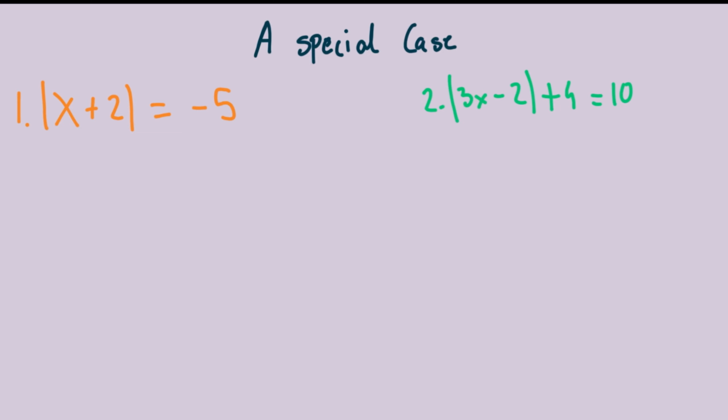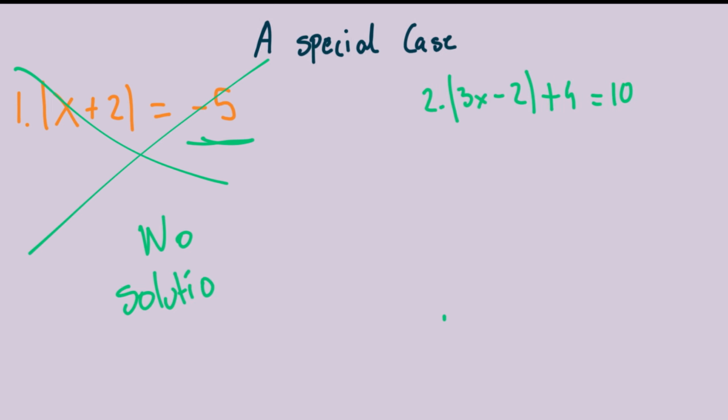Okay, now there are some special cases to this. As you can see, the absolute value of x plus 2 is equal to negative 5. Unfortunately, that's not possible because anything in an absolute value must always be positive. Since this is equal to a negative, it will not work and there will be no solution. What I like to use is the no solution notation, which is just a 0 with a cross in the middle.